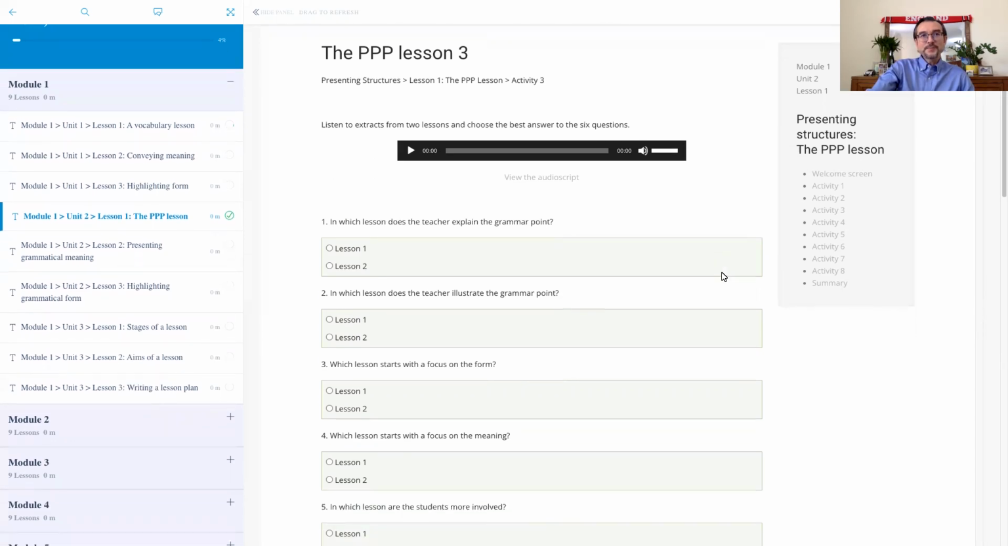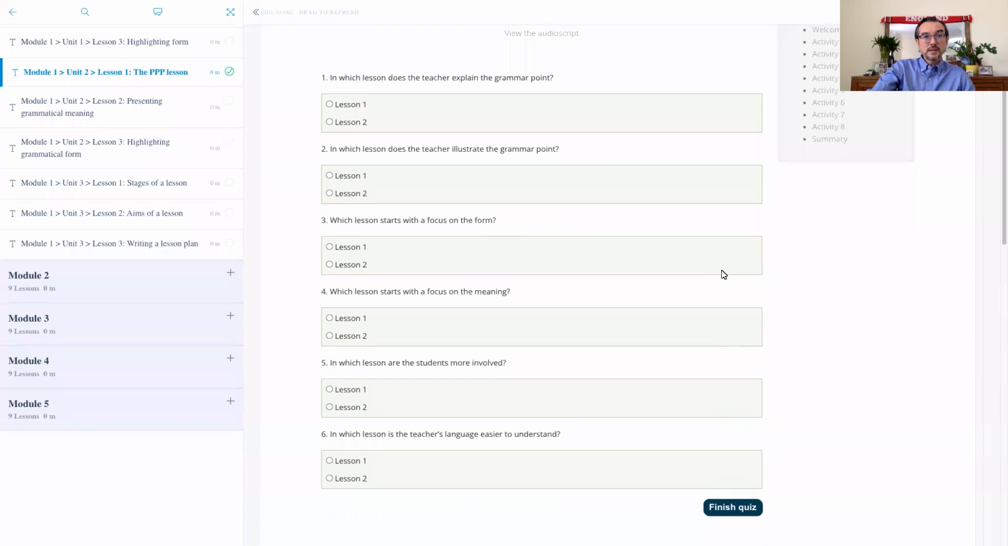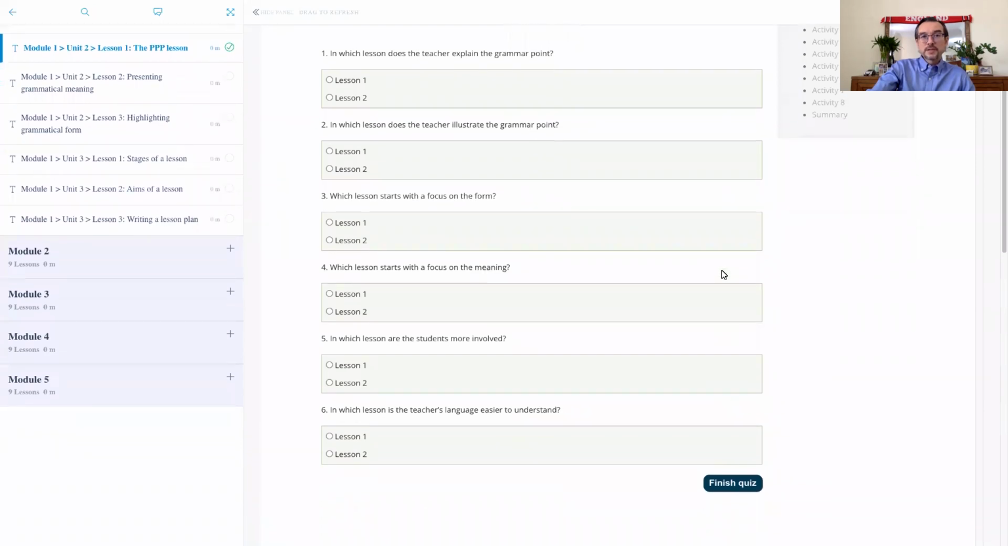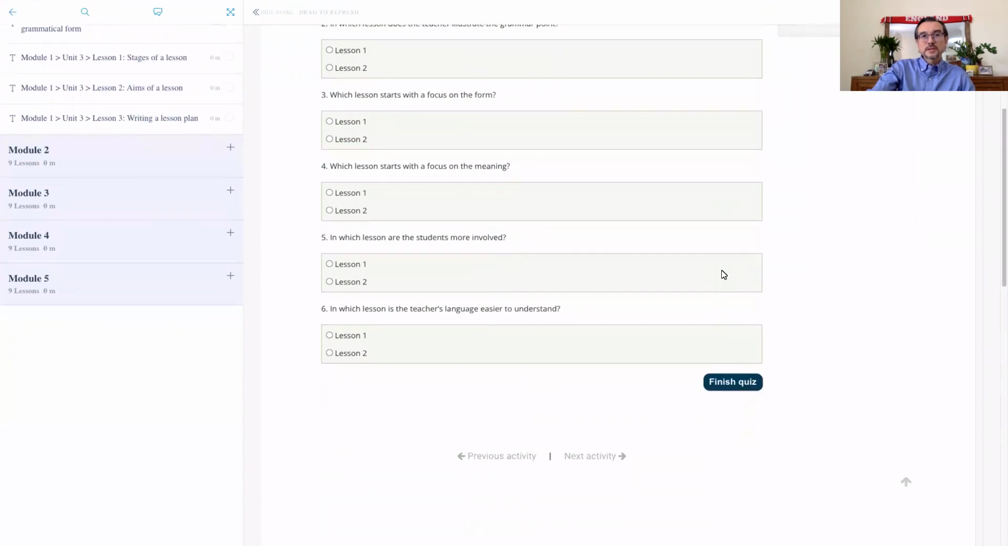So number 1, in which lesson does the teacher explain the grammar points? And then in which lesson does the teacher illustrate the grammar points? Number 3, which lesson starts with a focus on the form? 4, which lesson starts with a focus on the meaning? 5, which lessons are the students more involved? And question 6, in which lesson is the teacher's language easier to understand?